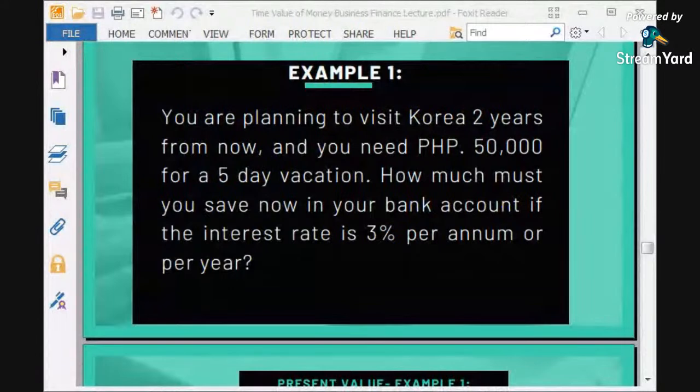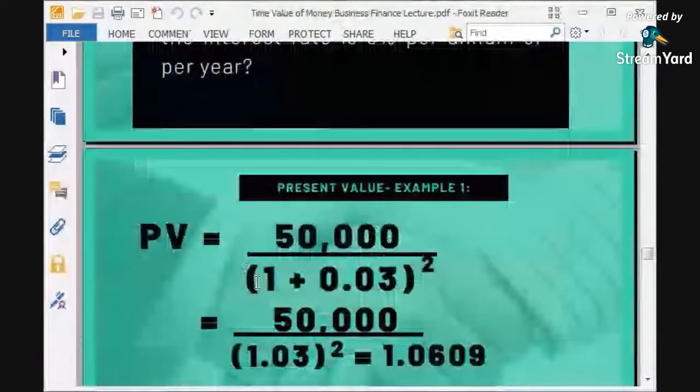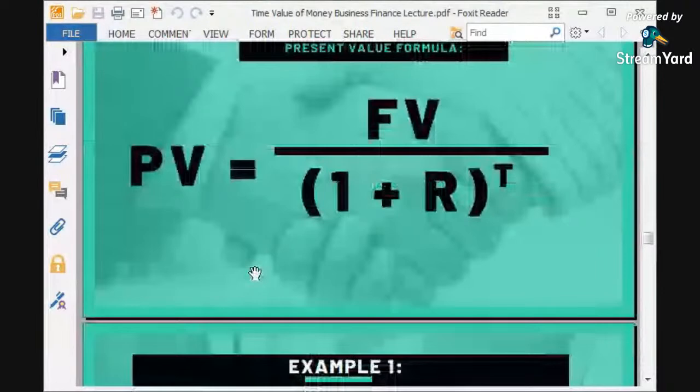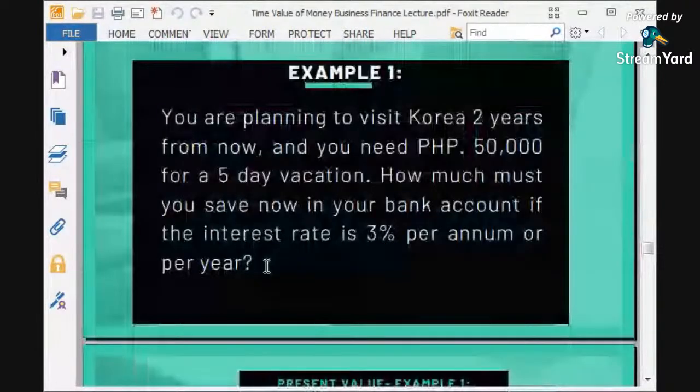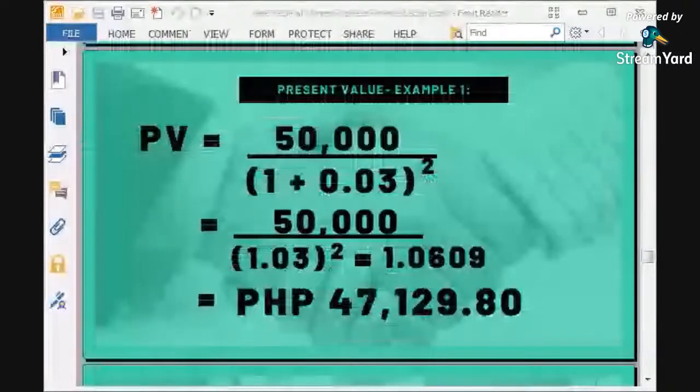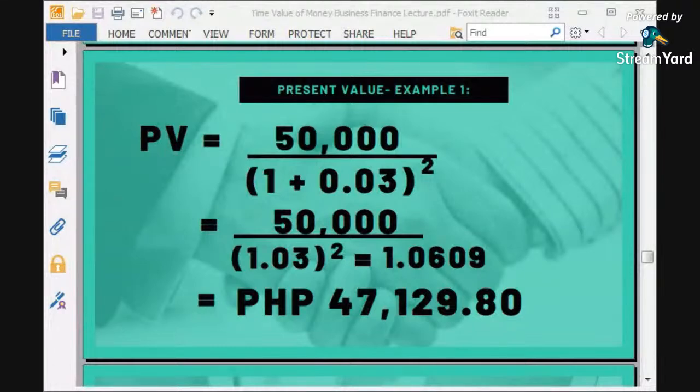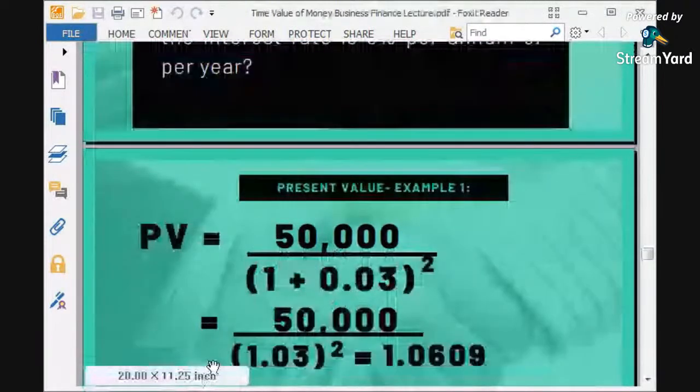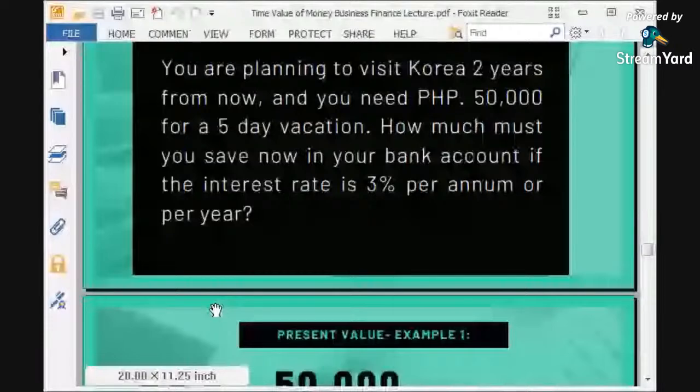Now, using the formula, we will use it of course in our example problem. To get the present value, how much do we need now to save the 50,000 that we need 2 years from now? Using the formula, the future value in our problem is 50,000, over 1 plus the interest rate, which is 3%. Over 1 plus the interest rate of 3%.